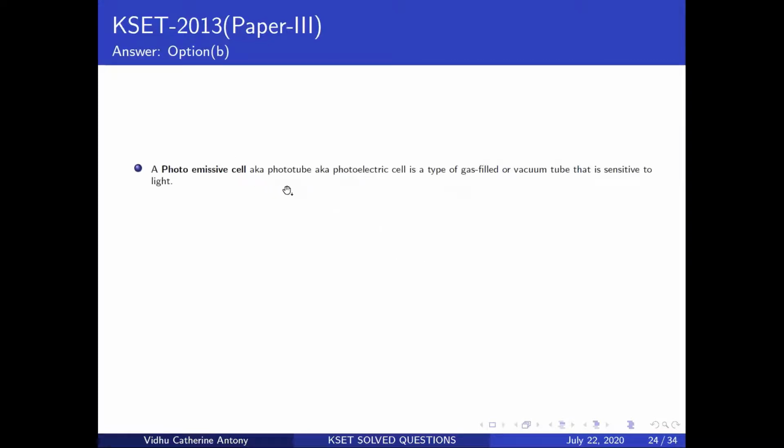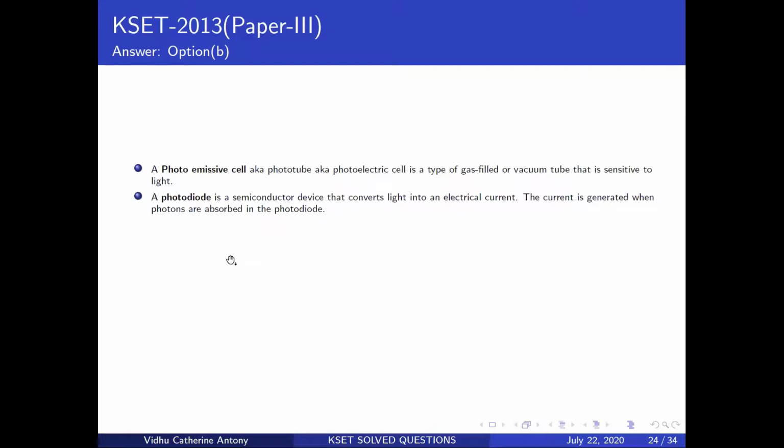Now let's look at a photoemissive cell. Basically it's something that's filled with a gas, and you shine light on it, and it reacts when the light comes on top of it, but it does not produce electricity. That's a key point here. Now let's look at the photodiode. It's a semiconductor device that converts light into an electric current. The current is generated when the photons are absorbed in the photodiode.